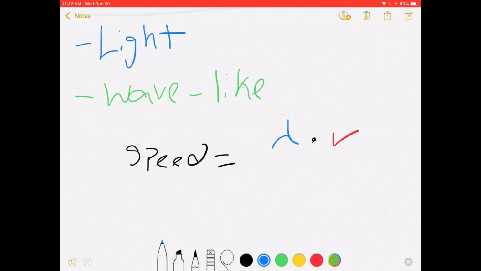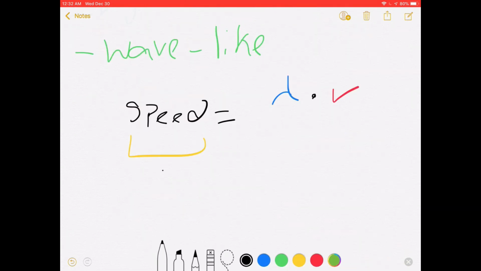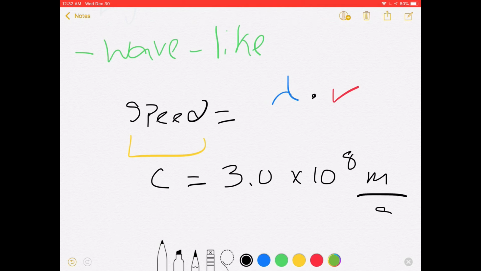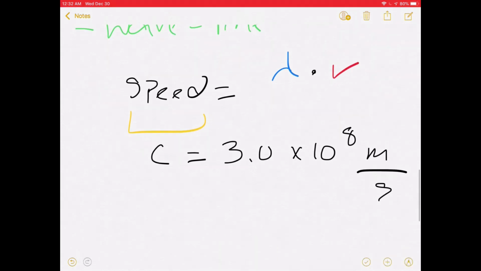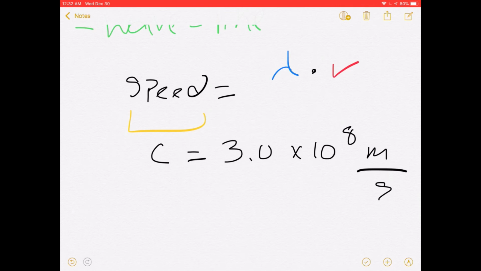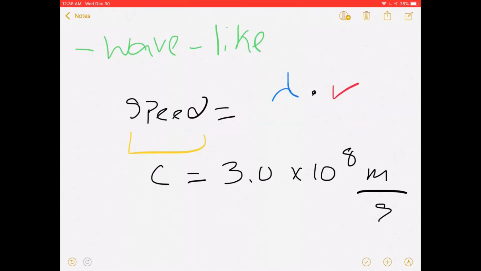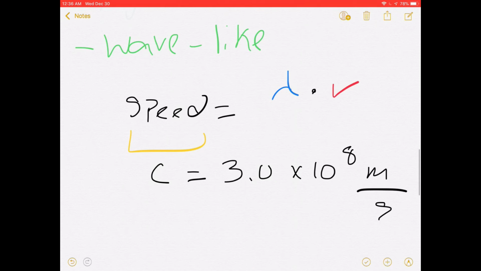And we do know what the speed of light is. We know that the speed of light, which is denoted by the letter c, is equal to 3.0 times 10 to the 8 meters per second, which is pretty fast. In fact, nothing in the world can ever go faster than the speed of light. However, it isn't just light that carries this speed. In fact, all electromagnetic radiation has this speed.